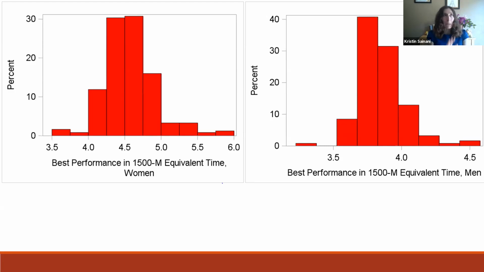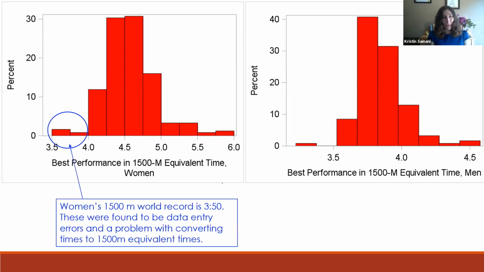We had middle distance to distance runners, so 800 meters to 10,000 meters. And so the way performance was measured was we used a conversion formula to convert everybody to a 1,500 meter equivalent time, just so there was one metric you could compare across. When I was making this slide, I put the women's and the men's performance times into histograms, and I immediately saw that there were some problems.